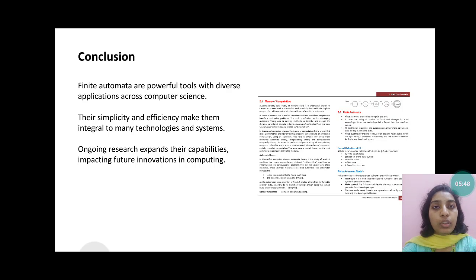Finally, we can conclude that finite automata are powerful tools with diverse applications across computer science. As we can see the total process through the states, they are very useful with simplicity and efficiency, especially in compiler design, which makes them integral to many technologies and systems. Ongoing research expands their capabilities, impacting future innovations in computing.